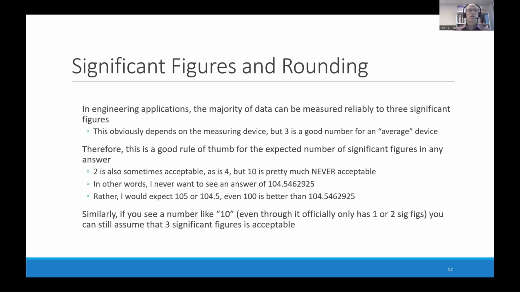2 sig figs is also acceptable, as is 4, but less than 2 is not really that accurate, so that is not good. I should also note that a number like 500 is fine. I don't count that as having only 1 sig fig. And more than 4 is very hard to achieve in real-life measurements, so also not great for engineering. So stick to reporting your answer to somewhere between 2 and 4 sig figs for every answer in this class.